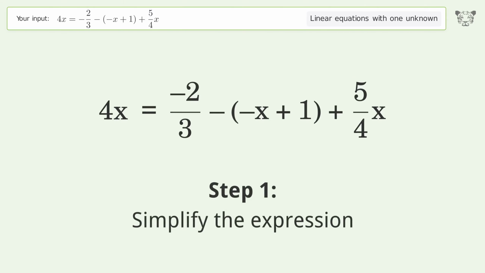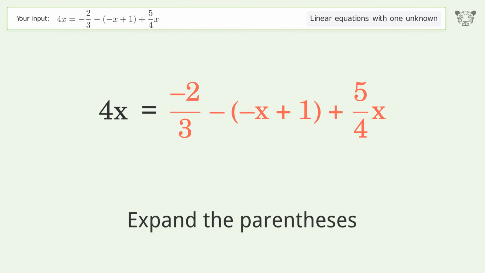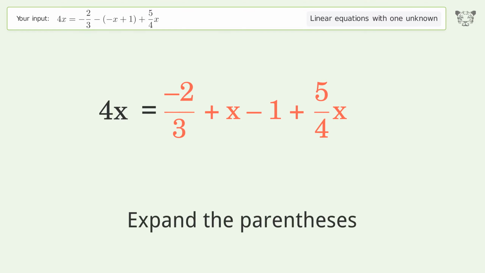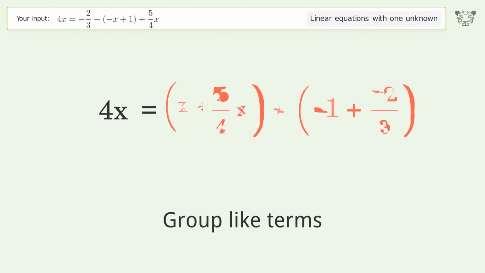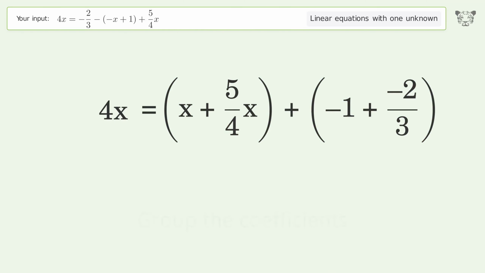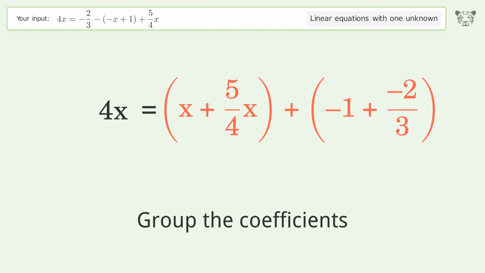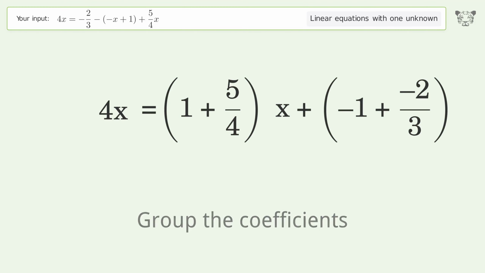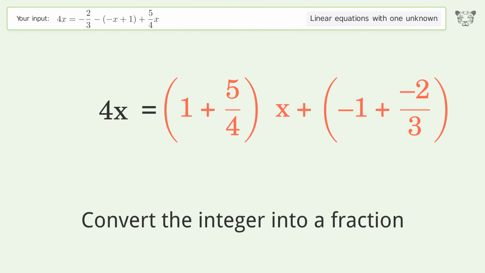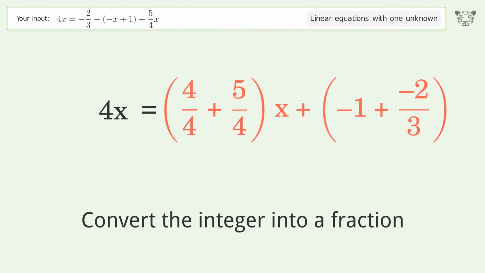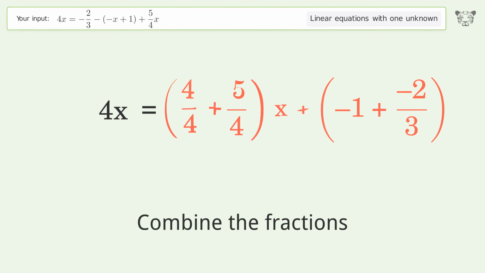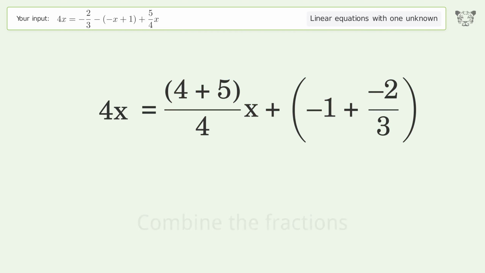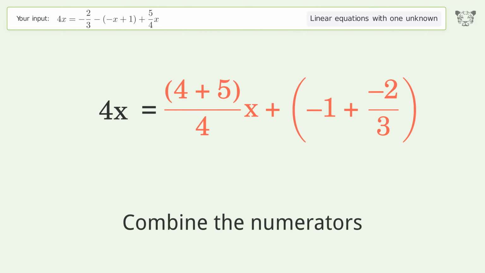Simplify the expression. Expand the parentheses. Group like terms. Group the coefficients. Convert the integer into a fraction. Combine the fractions. Combine the numerators.